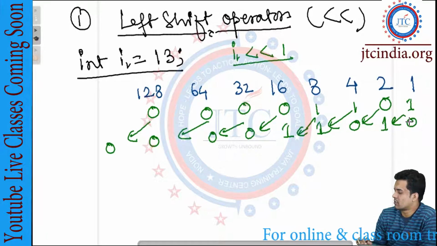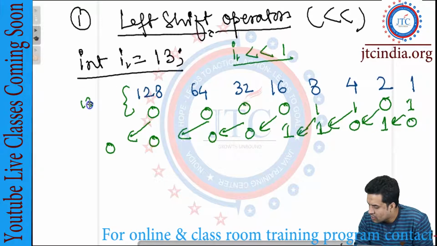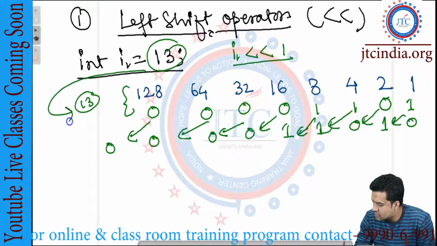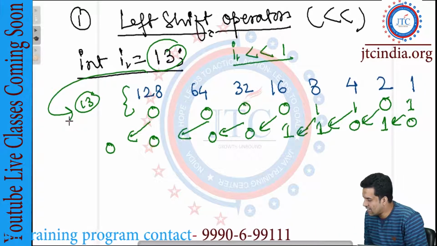So now what are we going to get? At present, previously the value of this was how much? 13. This 13 I have represented here, right? Now next, what value am I getting?